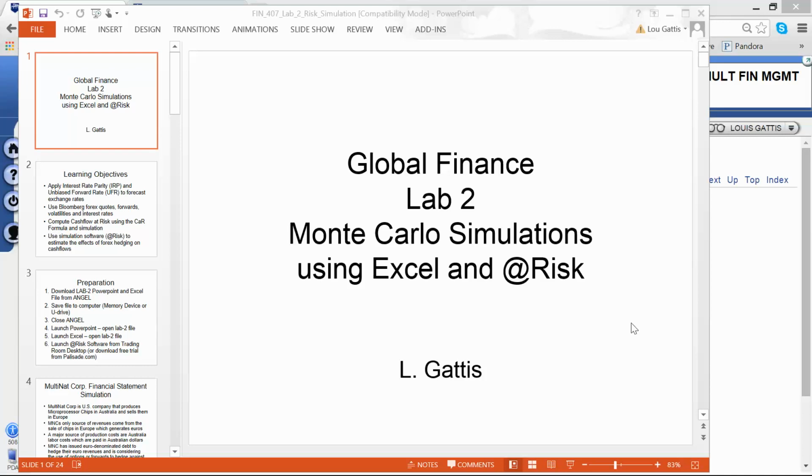Global Finance, Lab 2: Monte Carlo simulations using Excel and @Risk to compute foreign exchange transaction risk and cash flow risk.